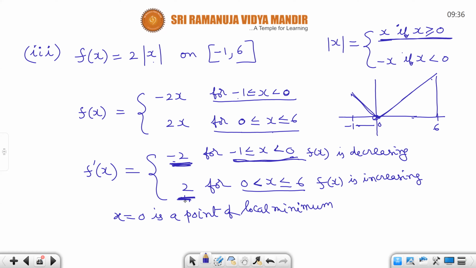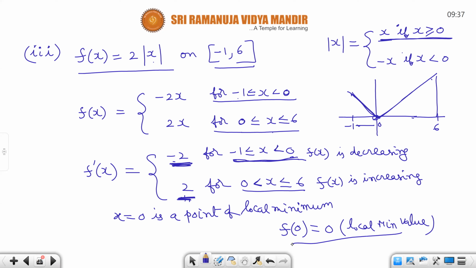Okay, x equal to 0 is a point of local minimum, and the local minimum value is f of 0. What is f of 0? In the original function 2 into mod x, if you put x equal to 0, we get 0. So there is only one local extremum, a local minimum at x equal to 0, because in the entire domain from -1 to 0 the function is decreasing and from 0 to 6 it is increasing. The local minimum value is 0.